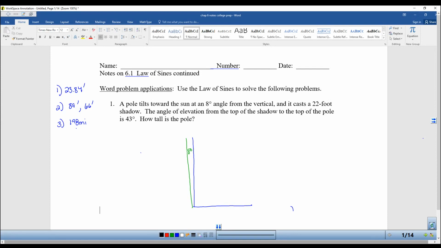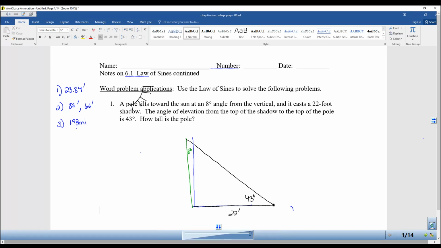Now, believe it or not, the biggest problem people have with this problem is drawing it. If the sun is up here, then its shadow is going to be going this way. And it says that this shadow is 22 feet. The angle of elevation from the top of the shadow to the top of the pole is 43 degrees. How tall is the pole?